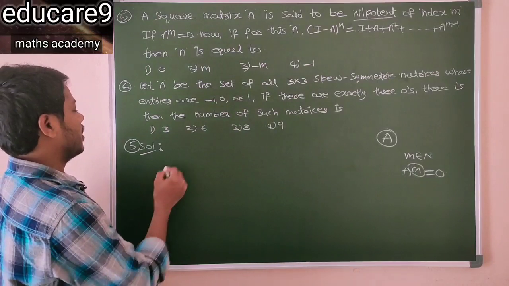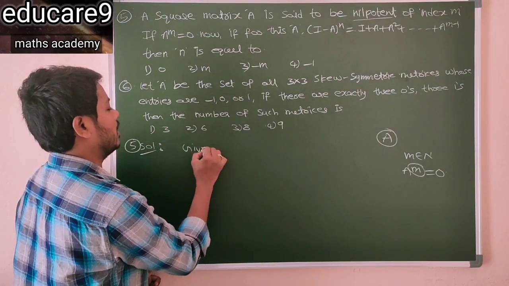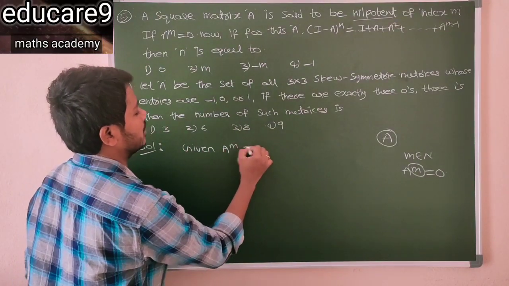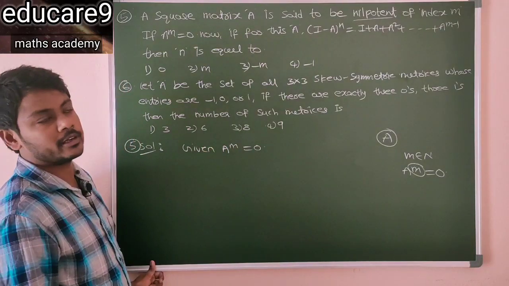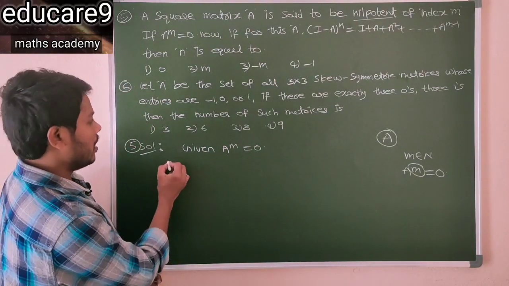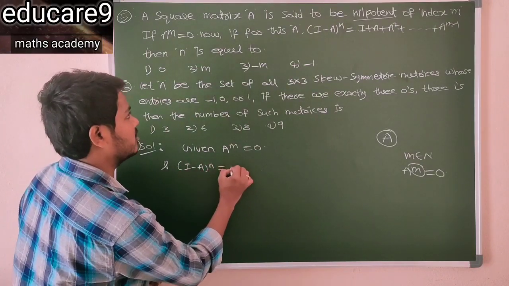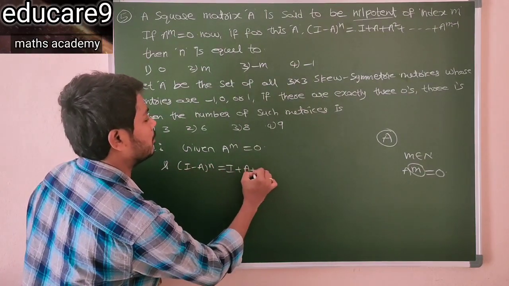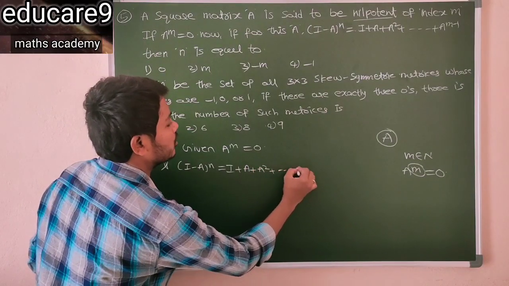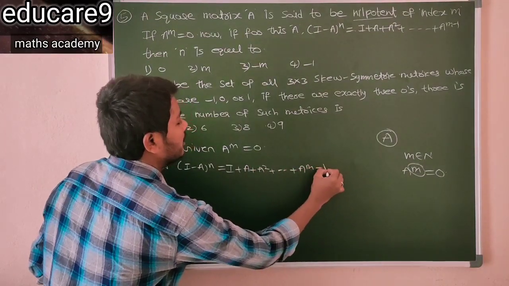So see here, given A power m is 0. Here A is nilpotent, and (I minus A) whole to the power of n is what? I plus A square and so on up to A to the power of m minus 1.